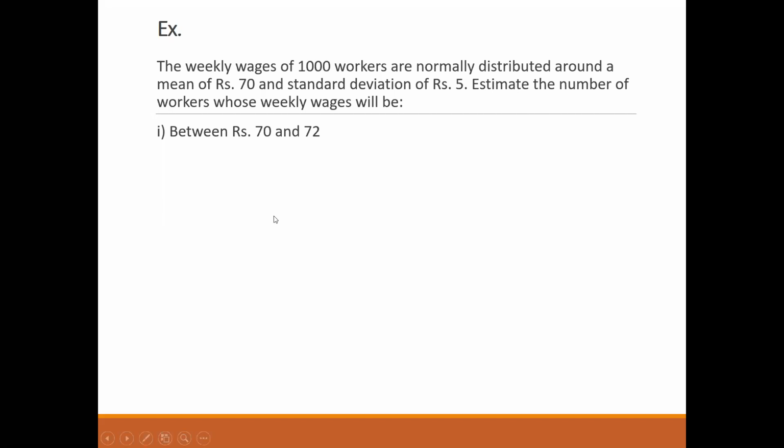The second question is, we have to find out the number of workers whose weekly wage is between 69 and 72. So you have to find out the value of Z1, that is 69. So you'll have 69 minus 70, which will be minus 1. Minus 1 divided by 5.